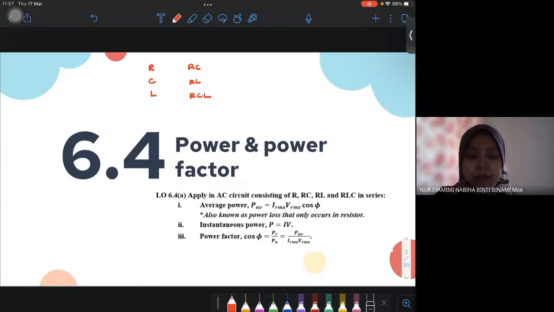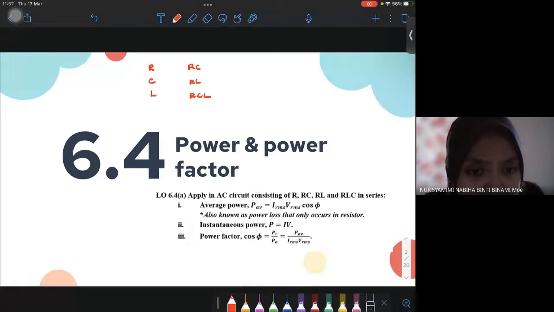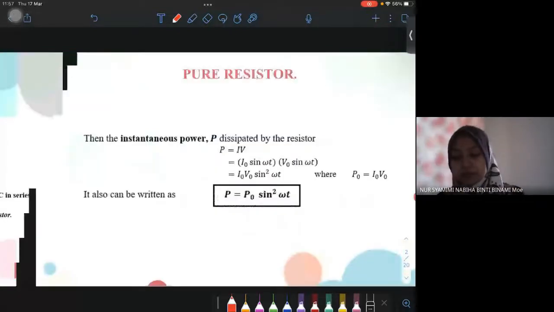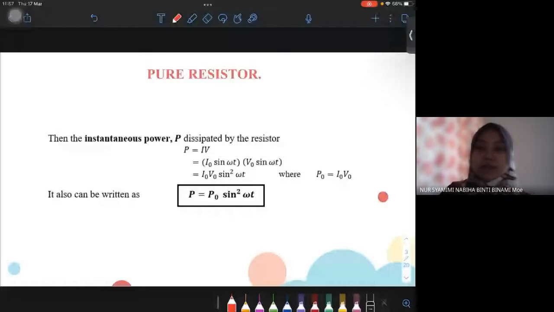Okay, so dari objektif 6.4a, we have to apply in AC circuit consisting of R, RC, RL and RLC in series, average power, instantaneous power and power factor. Okay, saya cuba terangkan dahulu, lepas ni saya buat summary untuk kamu. Okay, so the first circuit yang kita belajar ialah pure resistor ataupun R circuit. So to find the instantaneous power. So what is mean by instantaneous? Instantaneous ni apa?